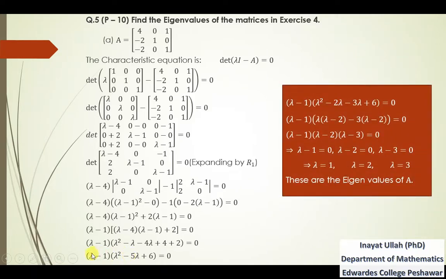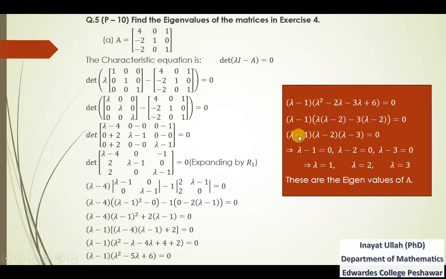Now this is the characteristic equation, but we need to find the eigenvalues. Eigenvalues means the values of lambda. So for the values of lambda we need to solve this equation by factorizing it. These are the factors: minus 2 minus 3, 2 3s are 6, and minus 2 minus 3 is minus 5. So now taking lambda common from these two and minus 3 common from these two, and then lambda minus 2 common from these two to get these three factors.